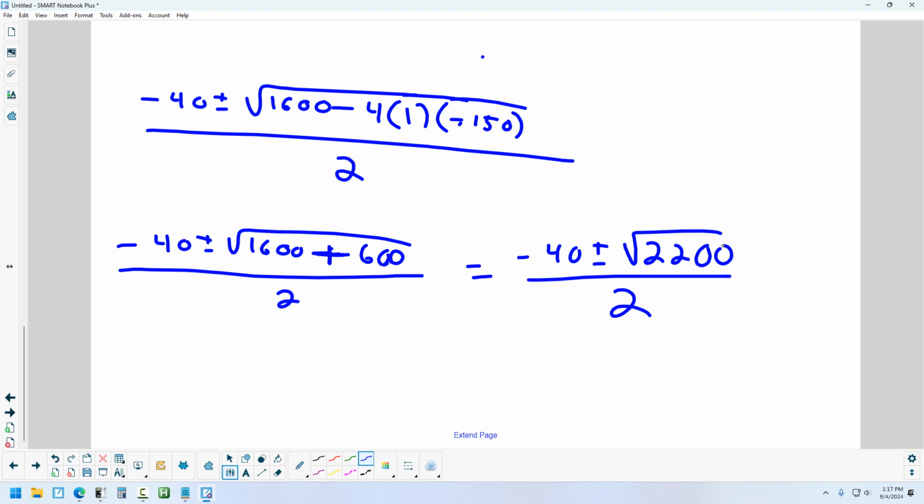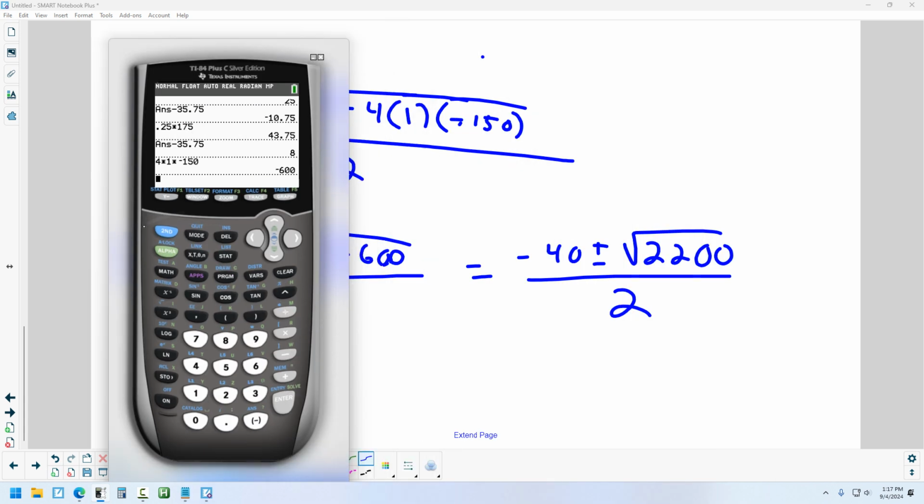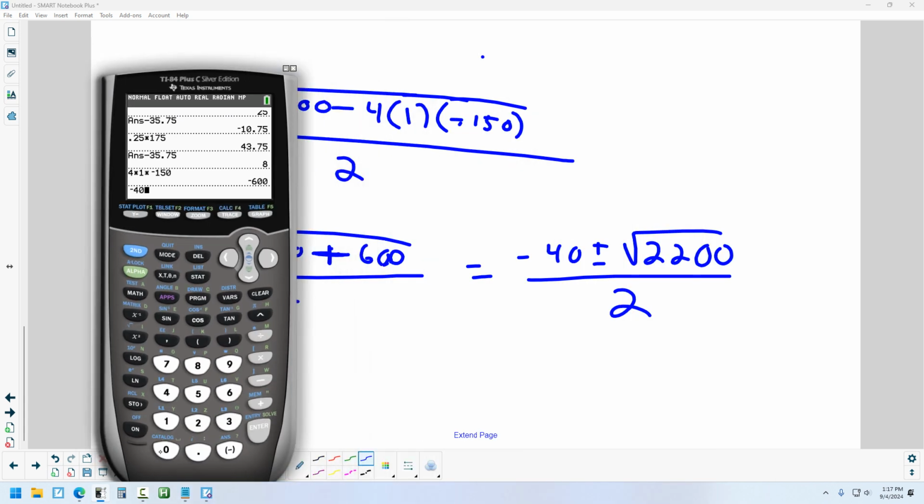So let's type that in, and that's our answer. Well, one's going to come out negative, one's going to come out positive. Let's do the plus first. Negative 40 plus the square root of 2,200 gives me 6.9. And then divide by 2. If we're going to round that to 2 decimal places, what would that round to? Cassie? 3.45. Yeah, 3.45 feet.